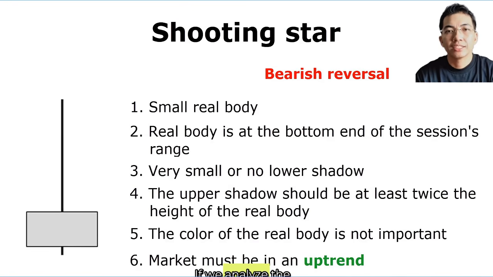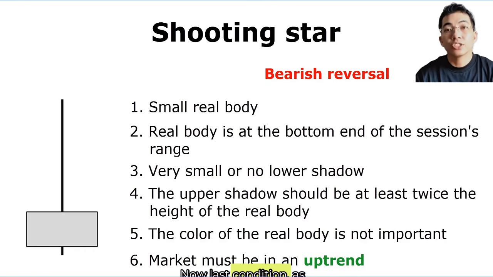If we analyze the conditions needed to form the shooting star, we can see that this pattern is pretty much the opposite of the hammer. First of all, we have a small real body, just like the hammer. This time the real body is at the bottom end of the session's range. We have a very small or no lower shadow and a long upper shadow that should be at least twice the size of the height of the real body. Even for the shooting star, the color is not important.